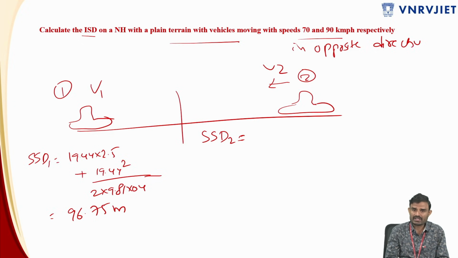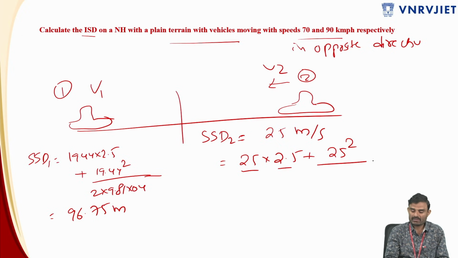Whereas SHD2 is the stopping sight distance corresponding to the vehicle moving in the opposite direction at a speed of 90 kmph. You convert 90 kmph to meters per second, which is 25 meters per second. So you have VT as 25 into 2.5, speed and reaction time, plus V squared divided by 2 into 9.81 into f. Since the speed of 90 kmph is greater than 80, you take only 0.35. As a result you get the stopping sight distance as 153.57 meters.